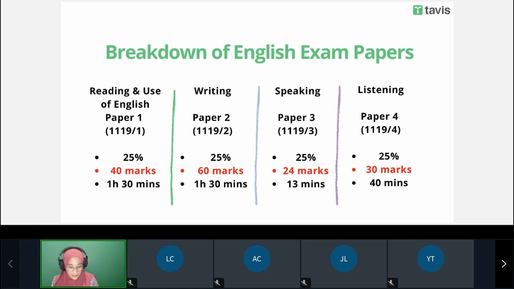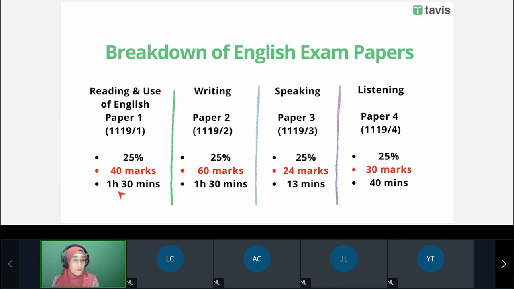Sorry for that. All right, so as I mentioned before, the weightage for each paper is 25%, but each paper will cost you different marks. As you can see, your paper one is 40 marks. For your paper two, writing, this is 60 marks. For speaking, 24 marks. And for listening, 30 marks. And again, the time varies as well.